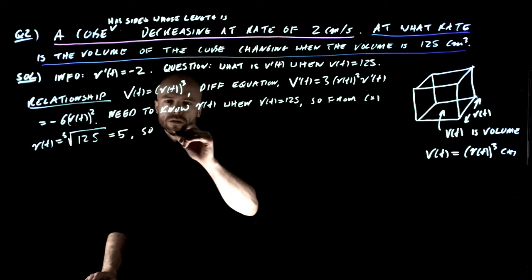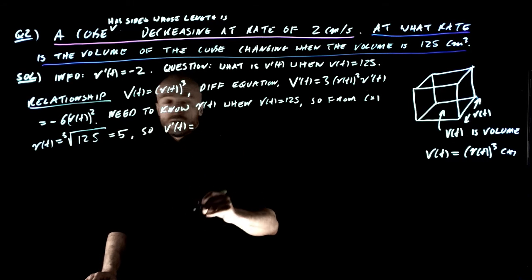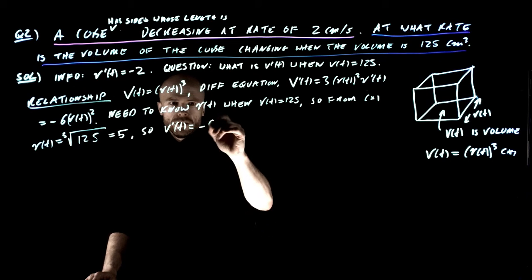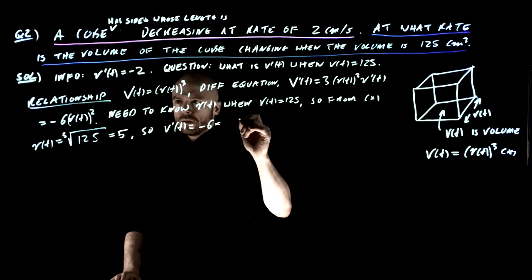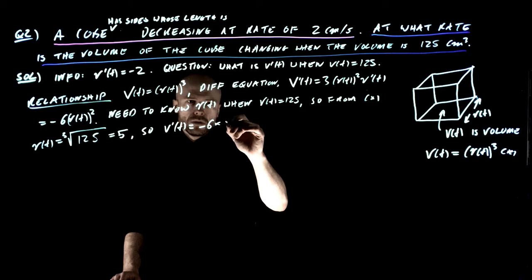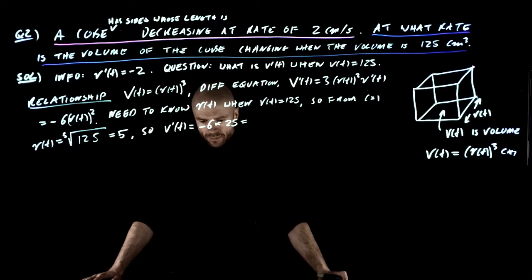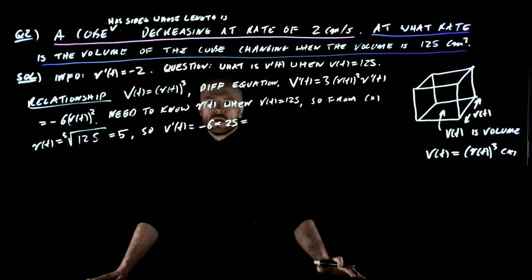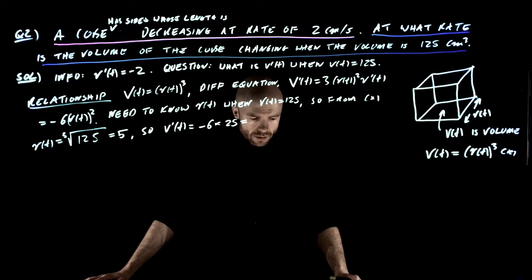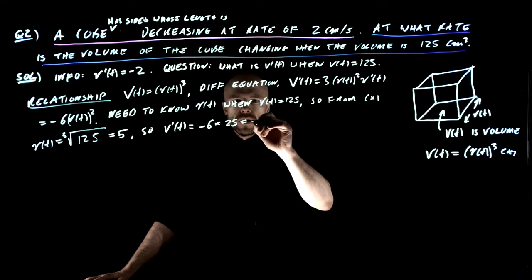So v prime of t is going to be equal to minus 6 times 5 squared, which is 25. And what's that going to be? It's like minus 150, right? So 5 times 25 will be 125, so I think it's minus 150.